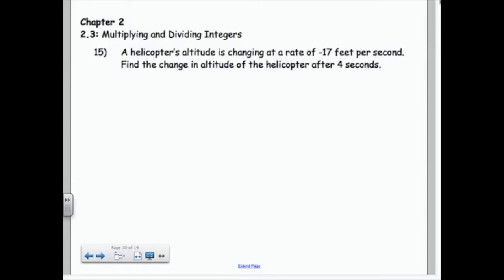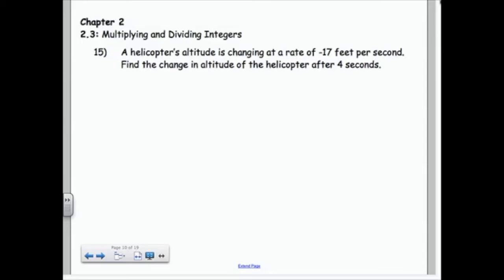So in today's lesson, we're going to learn how to use integers with word problems. So we're still going to be focusing on multiplying and dividing integers. Question 15 says, a helicopter's altitude is changing at a rate of negative 17 feet per second. Find the change in altitude of the helicopter after 4 seconds.